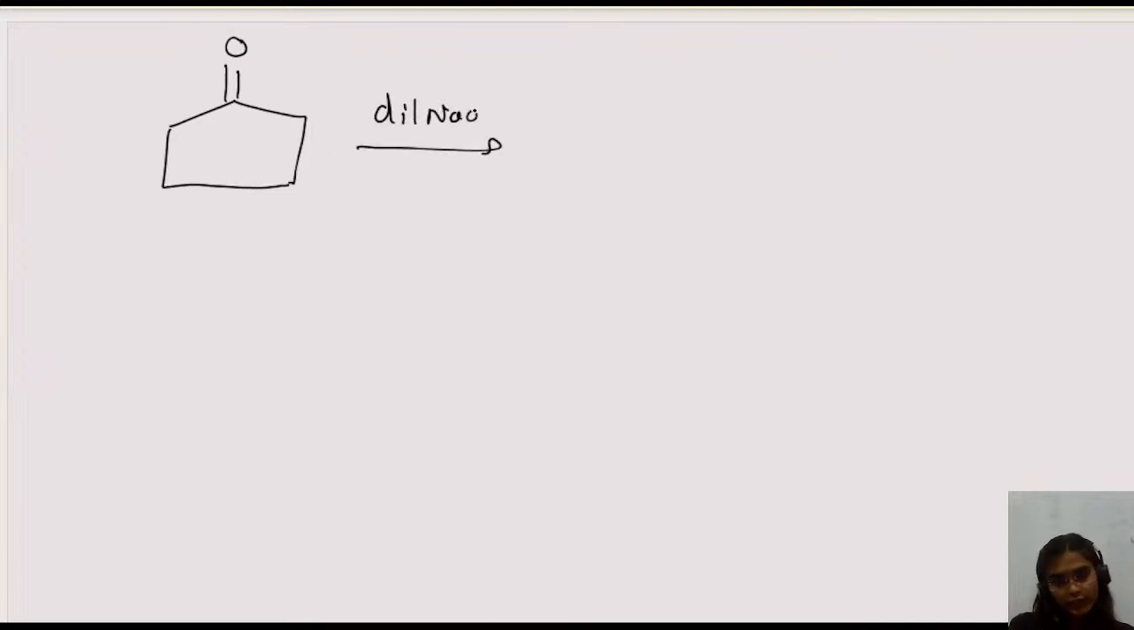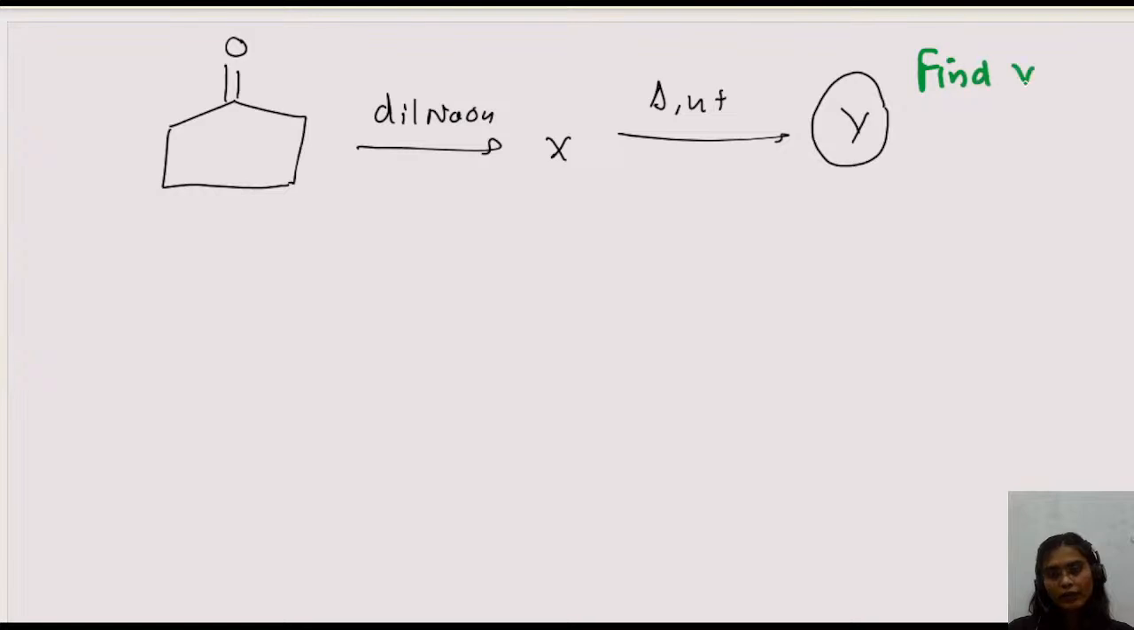Just answer the question. I'm starting with this simple molecule, treated with dilute NaOH. There's some X formed, and step number two, right, is heat with H positive, simply the hydrolysis step, and then you end up with some Y. You have to identify Y. So what is the question? Find Y.